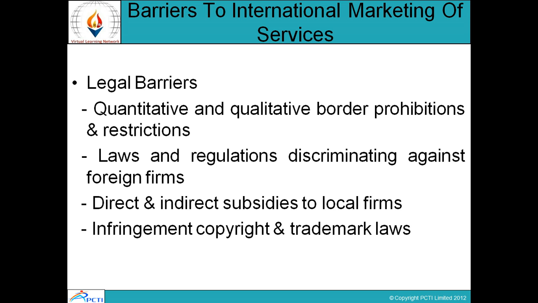Another is direct and indirect subsidies to local firms. It is a more subtle form of protection from outside competition when a government subsidy to domestic workers and industries is levied. Then there are infringement, copyright and trademark laws. This perhaps is the most important from the perspective of American industry.